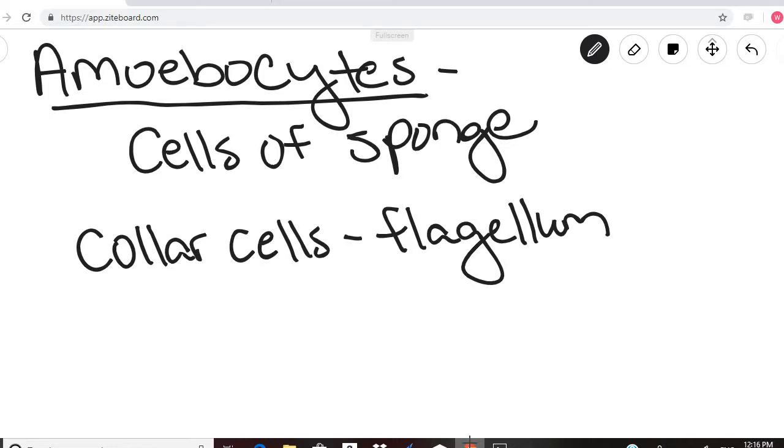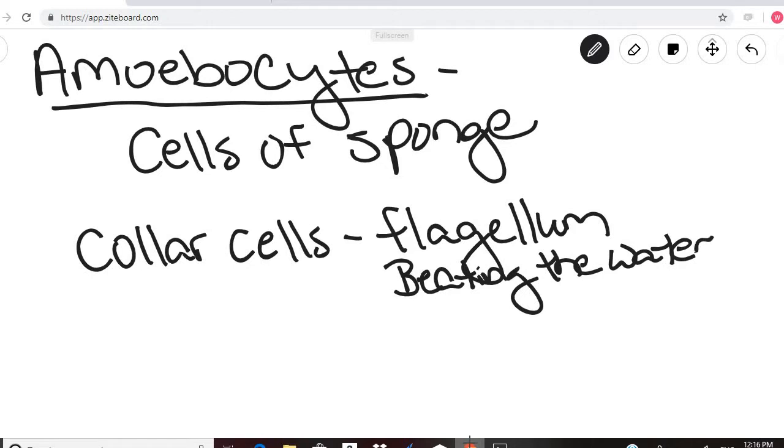What these flagella do is they are constantly beating the water, and as they do that, they are pulling the water into the sponge, and then the sponge is able to remove algae or bacteria from it that they use as a food source. So the flagella on those collar cells are really important for the sponge's food source.